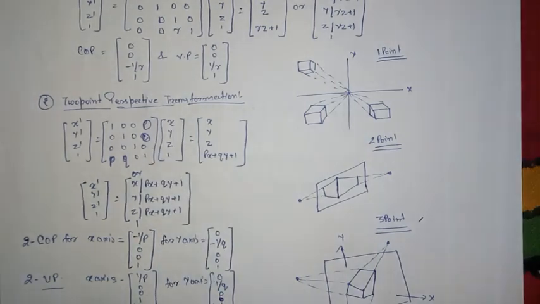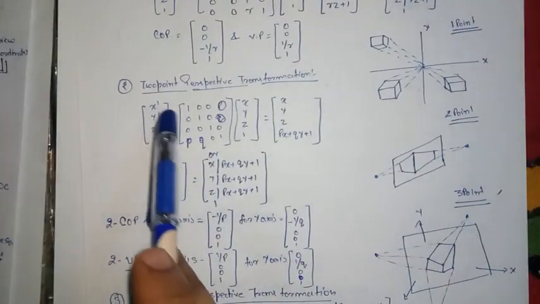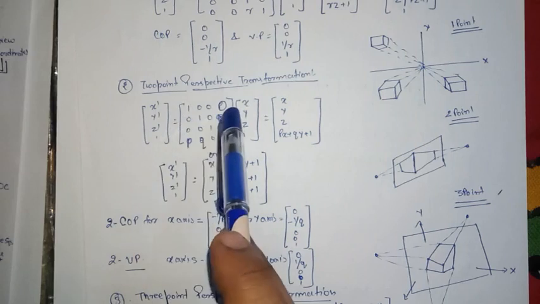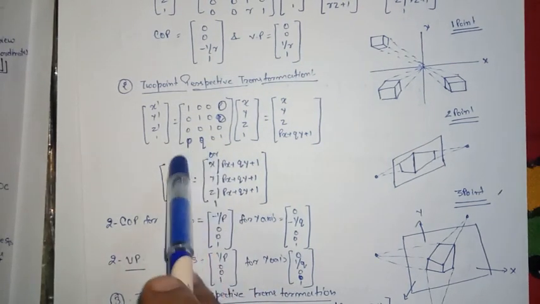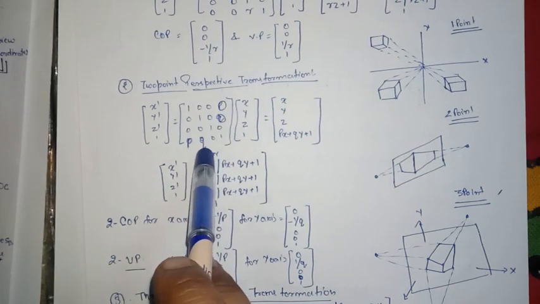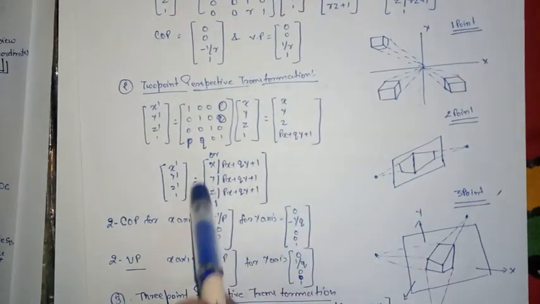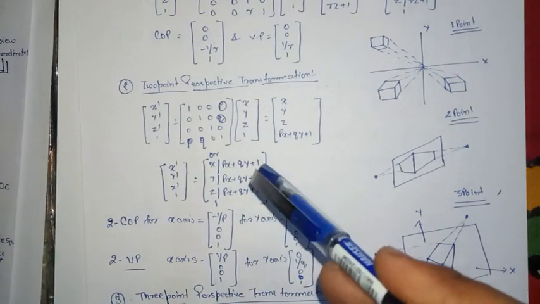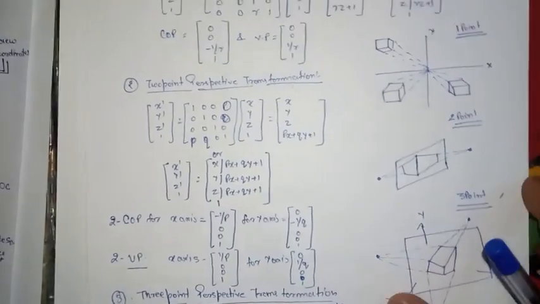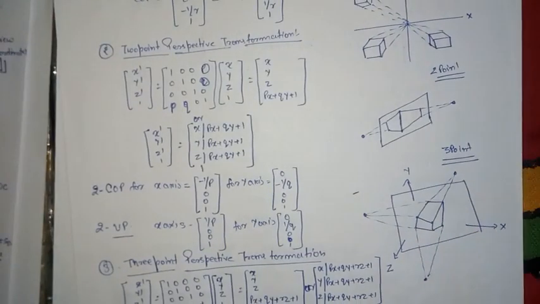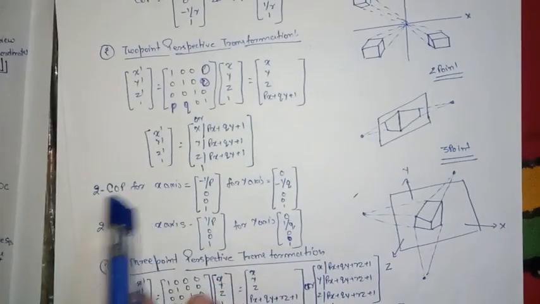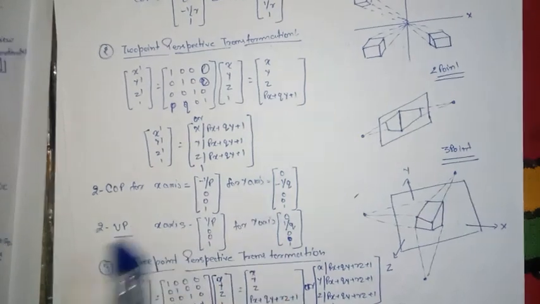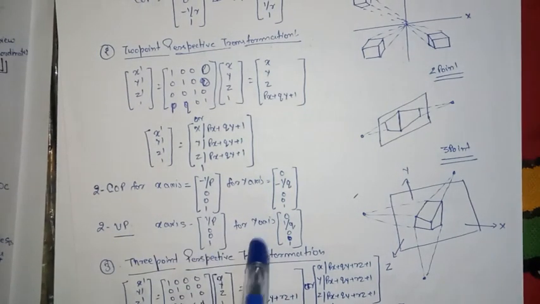For this, you have to make one matrix: x dash, y dash, z dash, 1, with the matrix 1, 0, 0, 0, 0, 1, 0, 0, 0, 0, 1, 0, p, q, 0, 1. P and q, two points are coming. The first one is for x and the second one is for y. Now you have to multiply by this and divide by all three. A new matrix is there. From this, you can find the centers of projection and the vanishing points. So in the two point perspective transformation, you can see two centers of projection for the x-axis and y-axis, and two vanishing points, for the x-axis and y-axis.